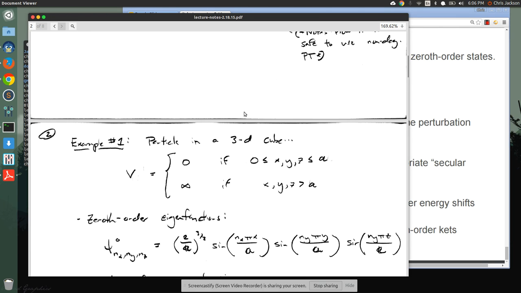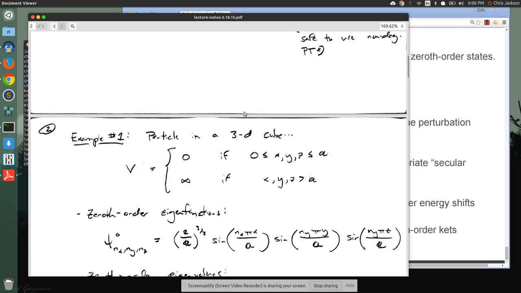Okay, so the first example I want to consider is a particle in a 3D box. So this is a three-dimensional cube, okay?